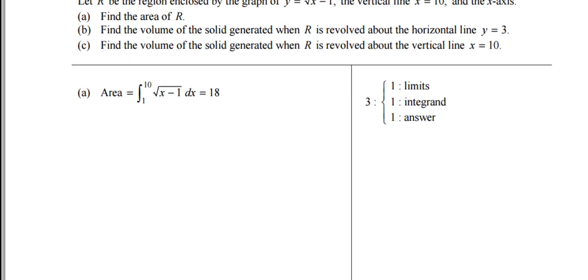This first part, A, that area question, was worth 3 points. But you've got to have the correct limits, that's the numbers on the top and the bottom of the integral. You have to have the correct integrand, that's what's inside the integral. And you have to have the correct answer.